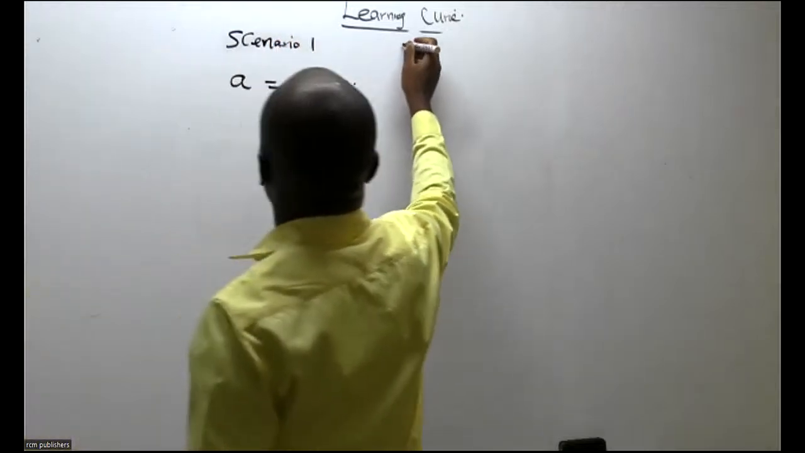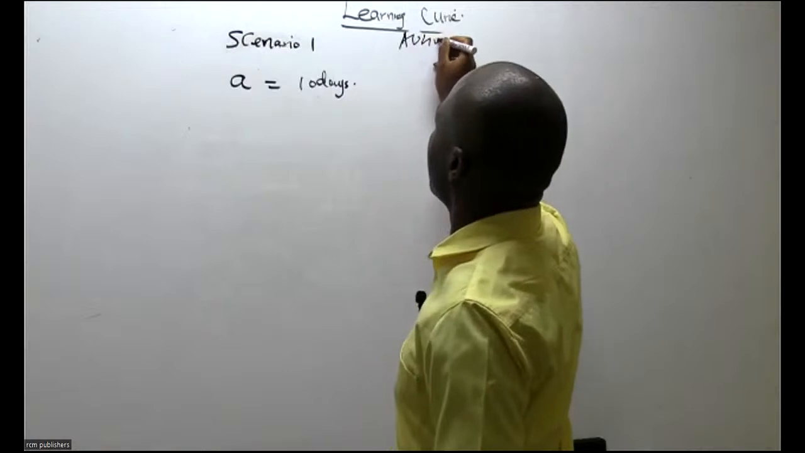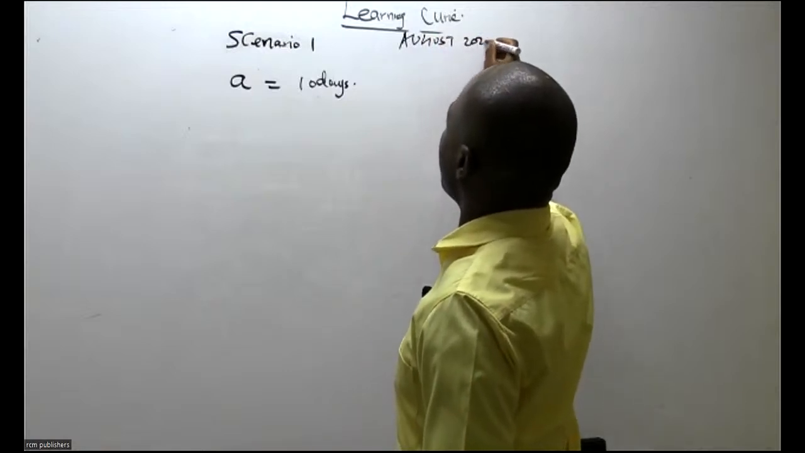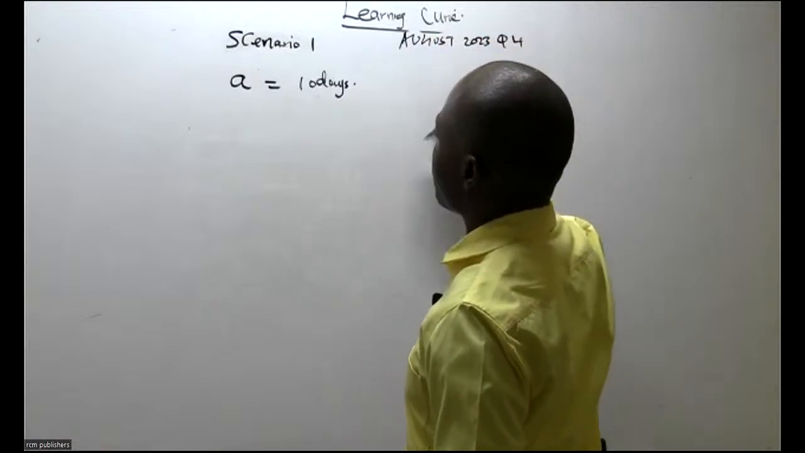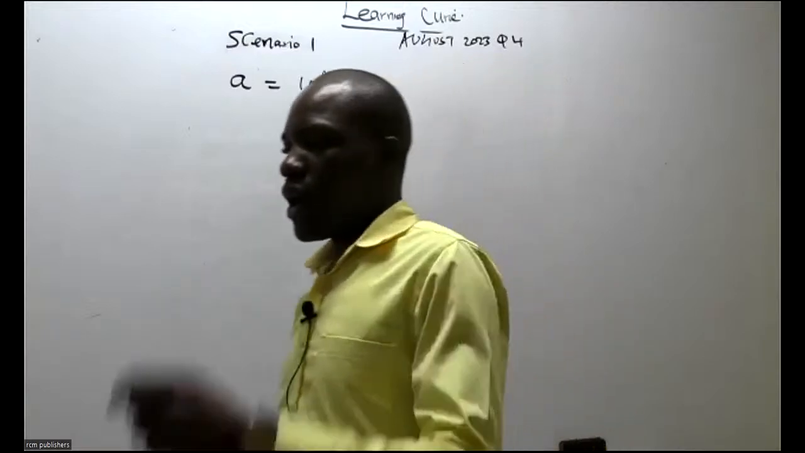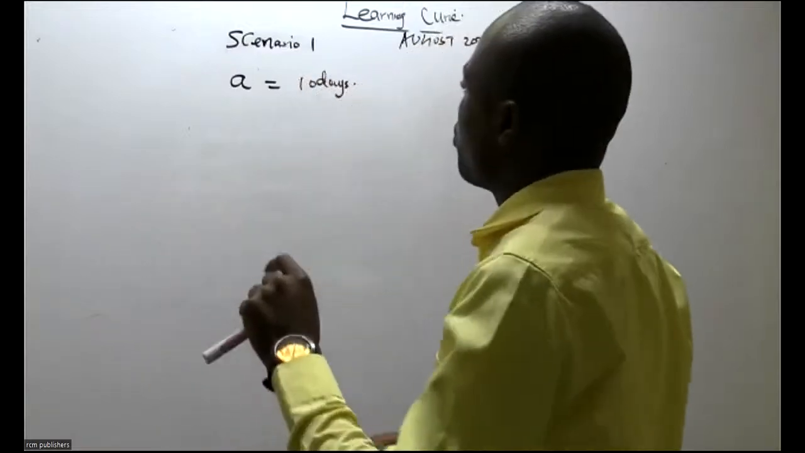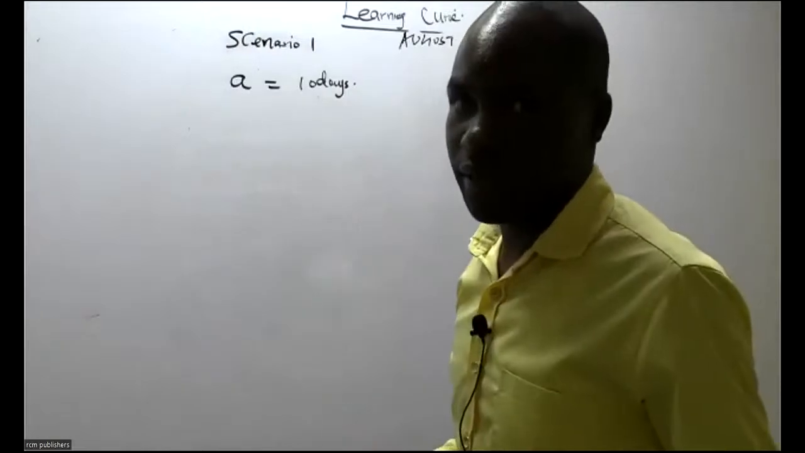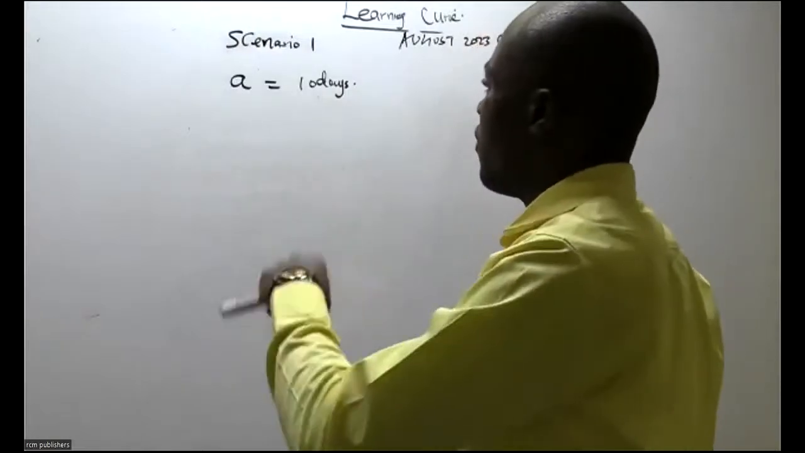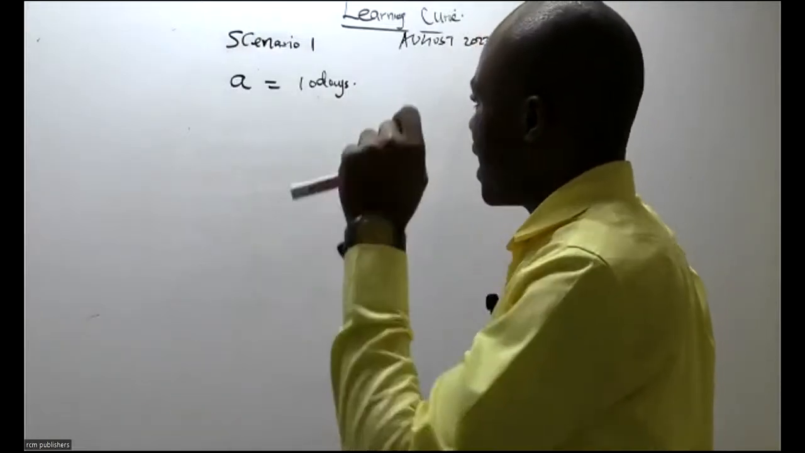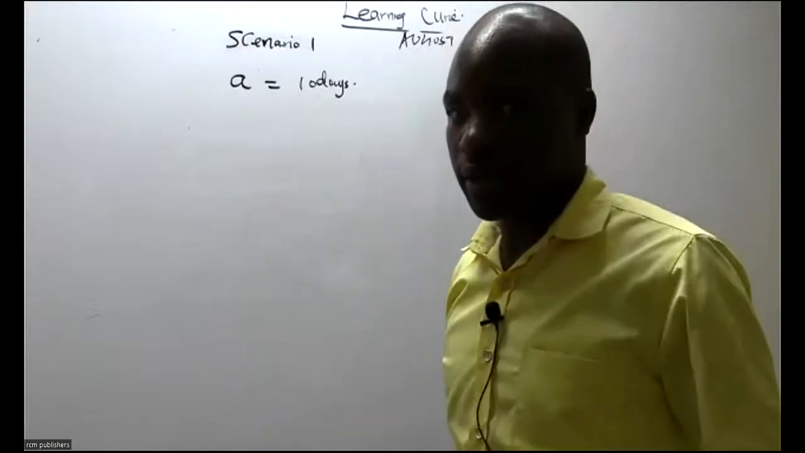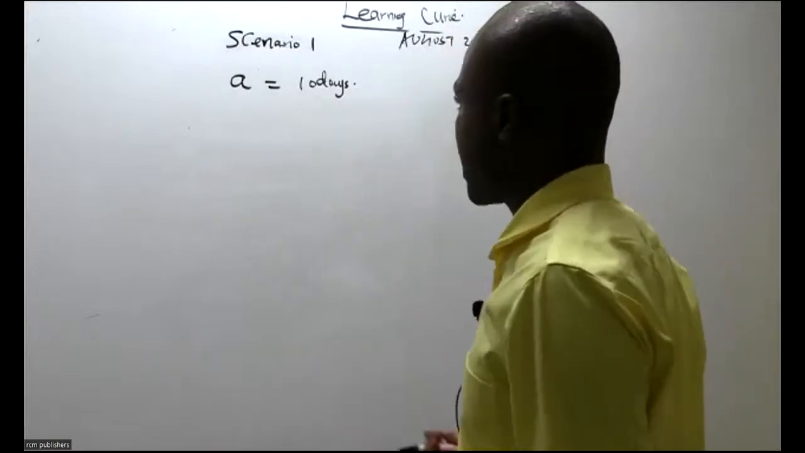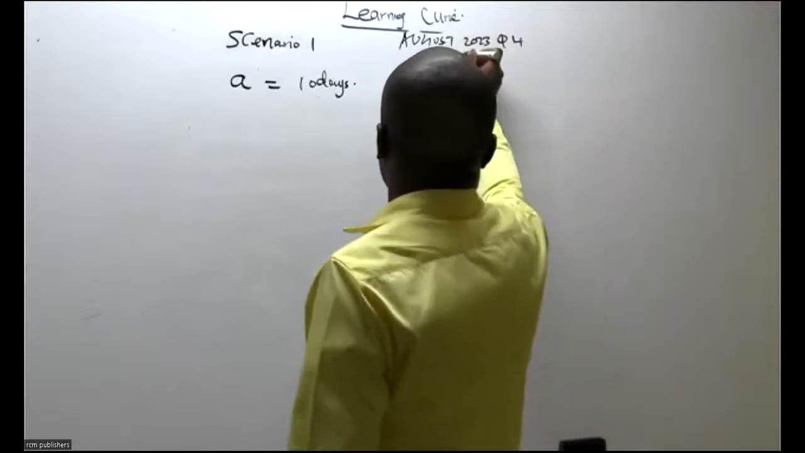Scenario number one, and we are dealing with August 2023, question number 4. Under scenario number one, they're supposed to produce all the 15 buses, but work overtime. The normal hours allowed is 92 hours. So are we able to identify even the overtime in the workings here?